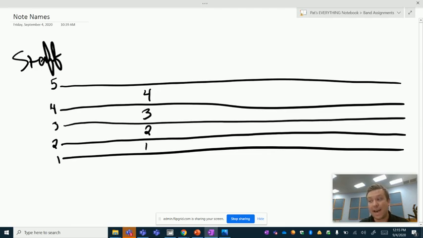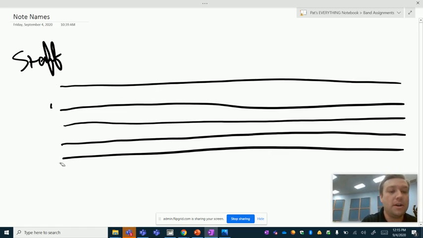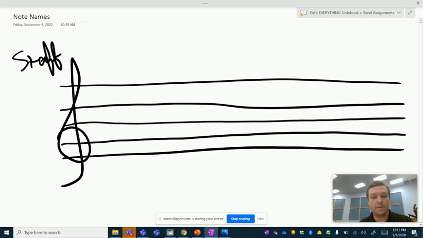Okay, so those are the staff lines and the staff spaces. Now we need to learn about the treble clef and how to put our musical alphabet on the staff. So I'm going to put my treble clef right here, draw it in there.